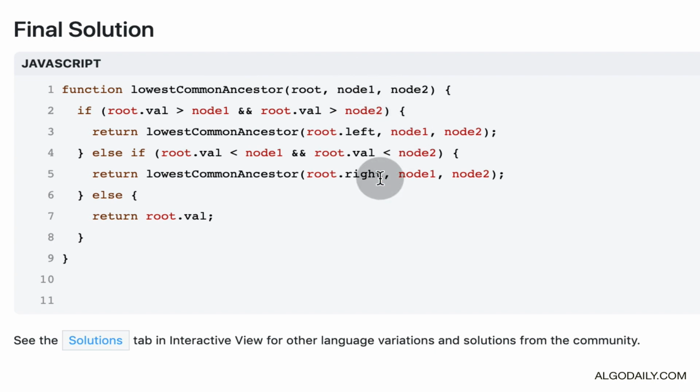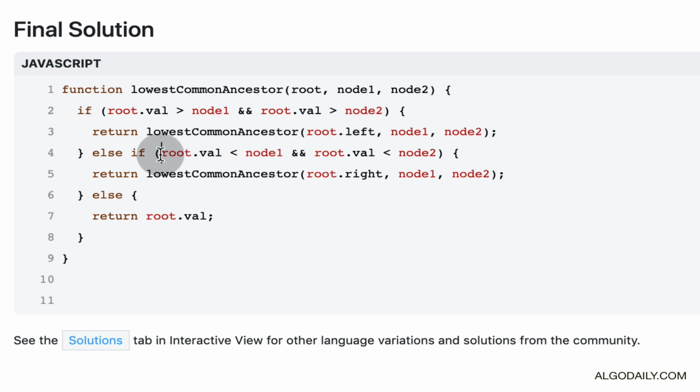So here is the solution in code. As you can see, it's not too complicated. We simply start from the root and then look to see if the root value is greater than the first node and greater than the second node, then we traverse leftwards.